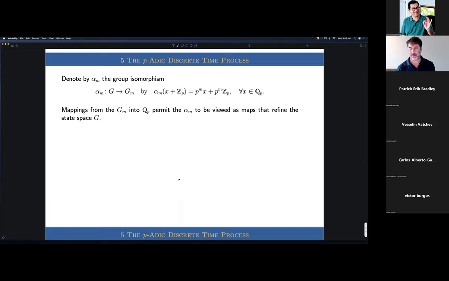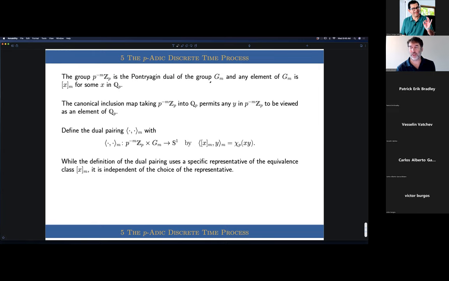The group P to the negative M Z_p is the Pontryagin dual of G_M, and any element of G_M looks like the bracket of X_M for some X in Q_p. The canonical inclusion map takes the Pontryagin dual to Q_p, and it permits any Y in the Pontryagin dual to be viewed as an element of Q_p. It's just the canonical inclusion.